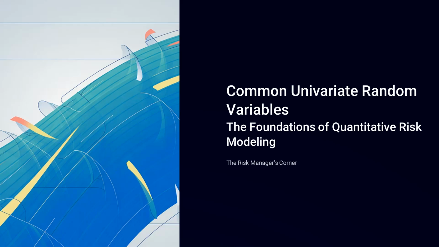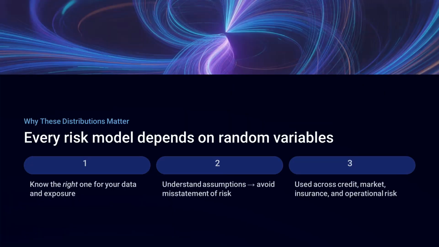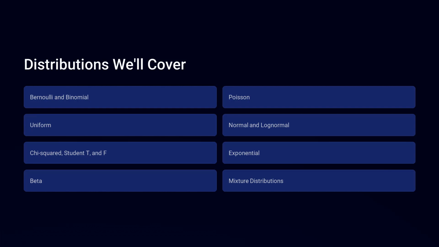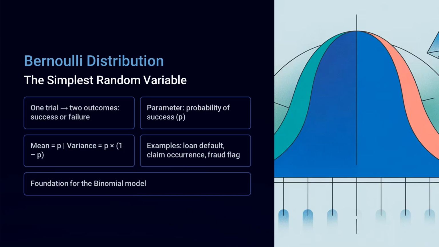In this episode, we're going deep into the core of quantitative risk modeling, the common univariate random variables that underpin almost every model we build in finance, insurance, and investment risk. Understanding these distributions isn't about memorizing equations. It's about knowing when to use each one, what assumptions lie beneath it, and how to interpret results correctly in the real world. Let's break it down one by one, from the simplest binary outcomes all the way to complex mixture distributions.